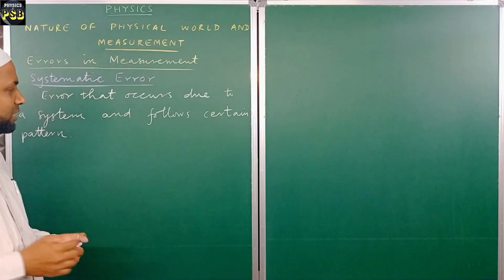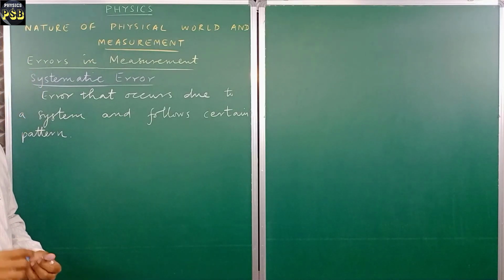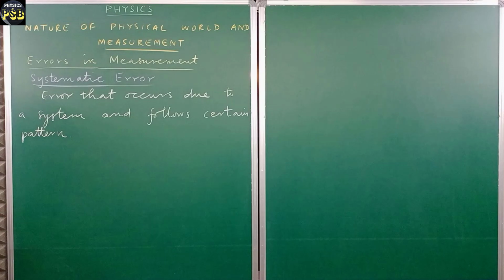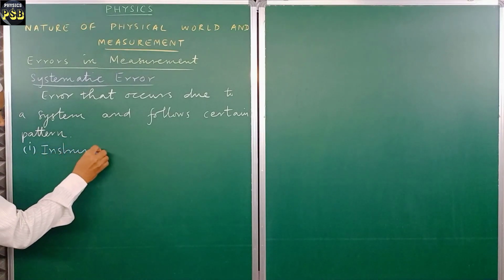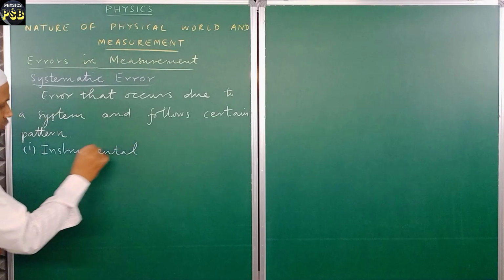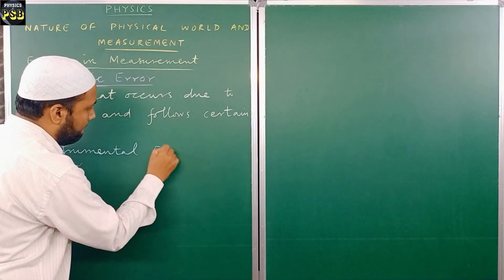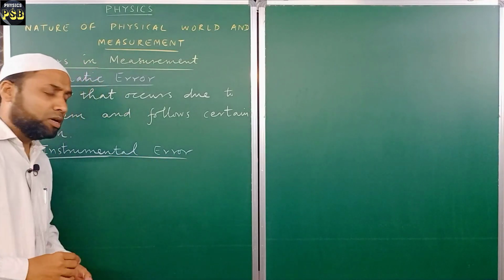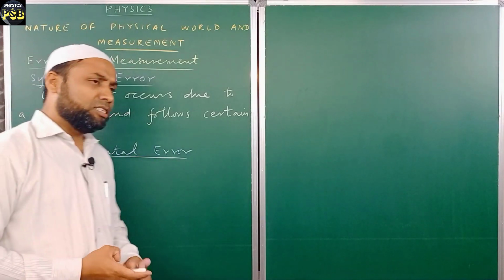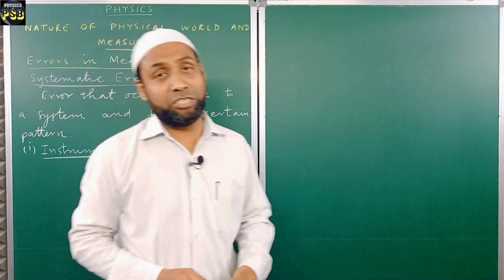Okay. Now, as I told you, it is classified into 5, or we can say systematic error occurs due to 5 reasons that we'll discuss one by one. First, I'll start with the instrumental error. As the name denotes, this kind of error occurs due to a faulty instrument.